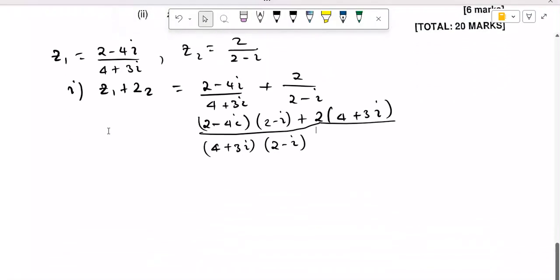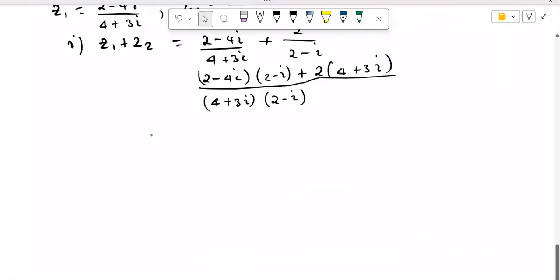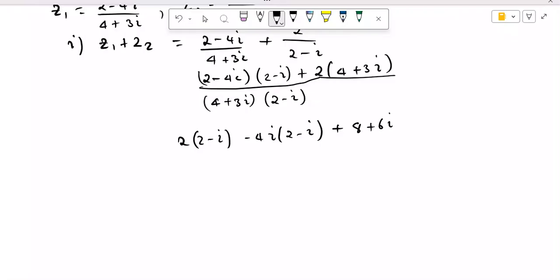Okay, like that. So now you expand. So 2 multiplied by everything here. So you say 2 multiplied by (2 minus i) minus 4i(2 minus i). Okay, plus this you can just direct it: 2 by 4, 8, plus 2 by 3, which is 6i.